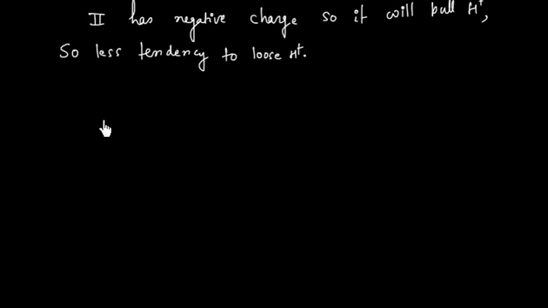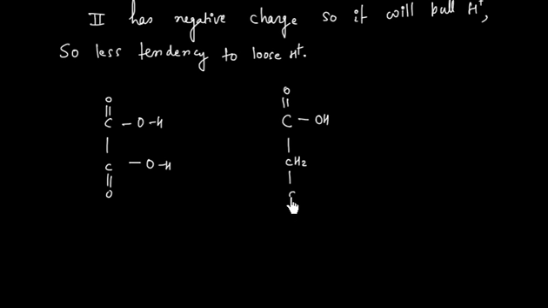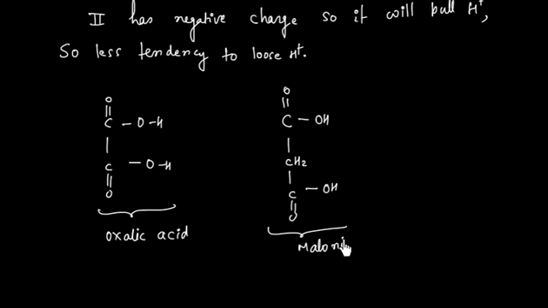Now let us compare different acids. So if I have a COOH group and another COOH group, and in the middle we have CH2. Now we are asking which is more acidic: either oxalic acid, so this is oxalic acid, or this is malonic acid. Which is more acidic?